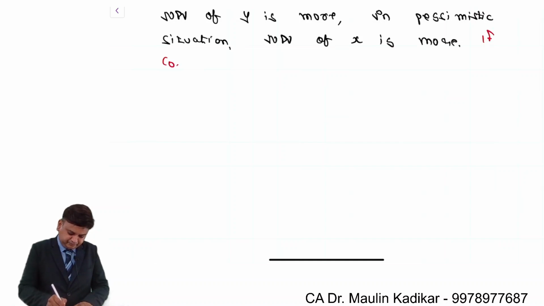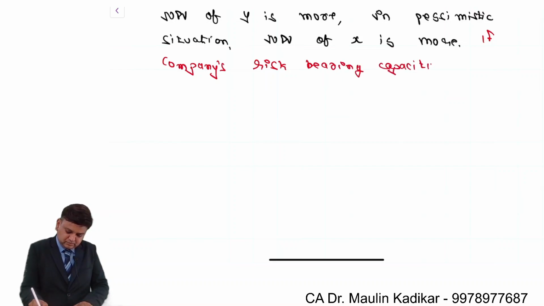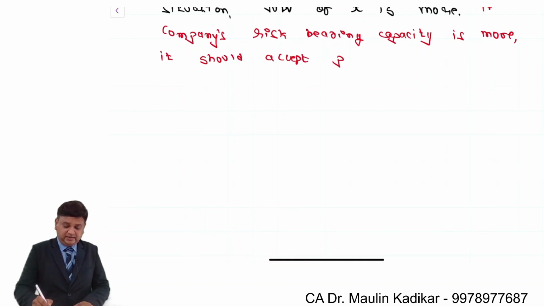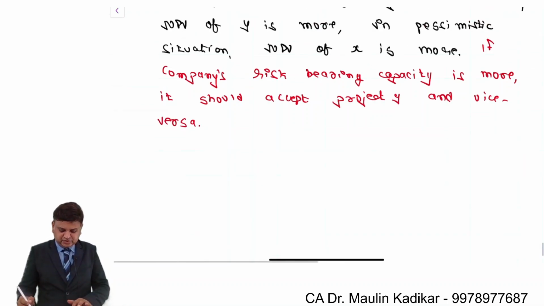If the company's risk bearing capacity is more, it should accept project Y, and vice versa.